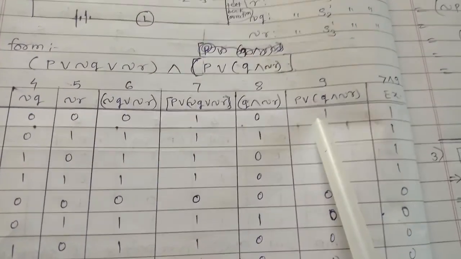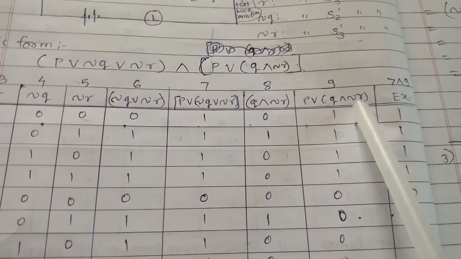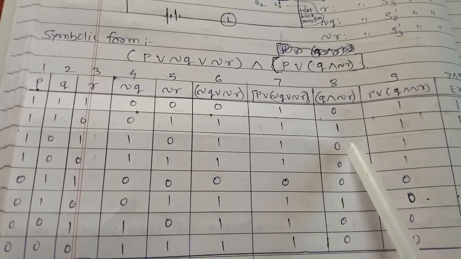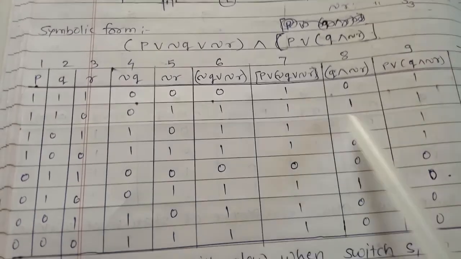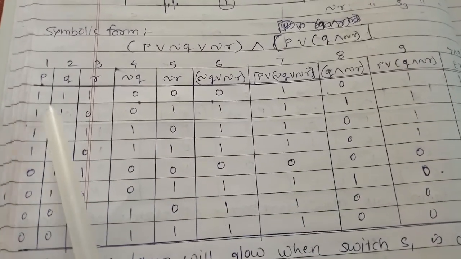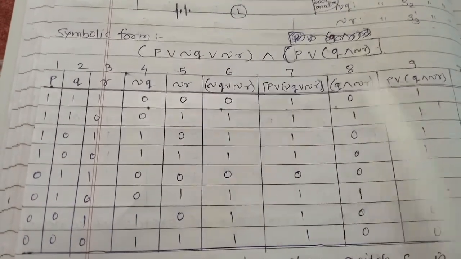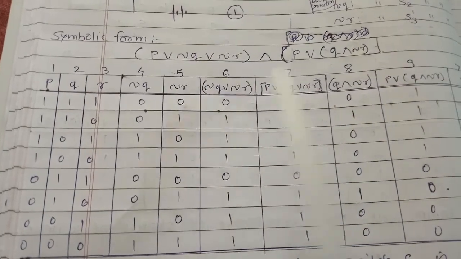Now the next one, P disjunction Q conjunction negation R. Now see, here we have to take the disjunction of column number 1 and 8. Column number 1 and 8. So see 1 and 8. हमें क्या लेना है, हमें disjunction लेना है. So you know the disjunction.